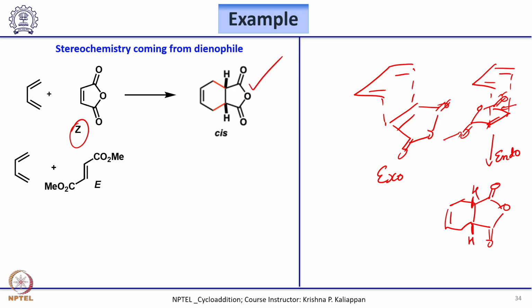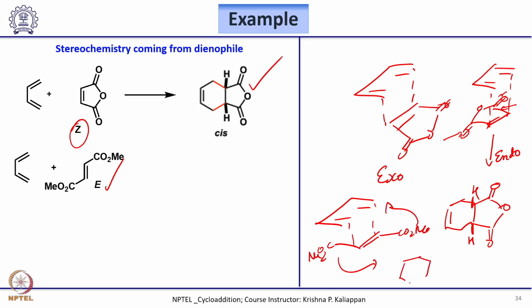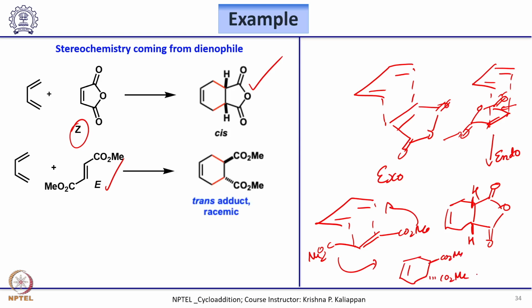And if the dienophile is trans or E here, then you can see what will happen. It is symmetrical, does not matter. Either this ester can be here or this ester can be there. So that should lead to this product. Okay, it's a trans compound, still it's not chiral.